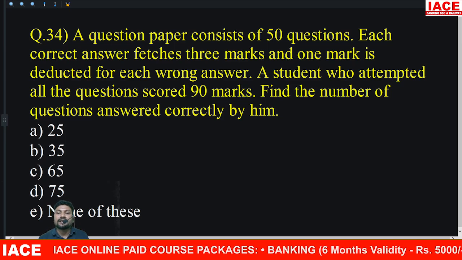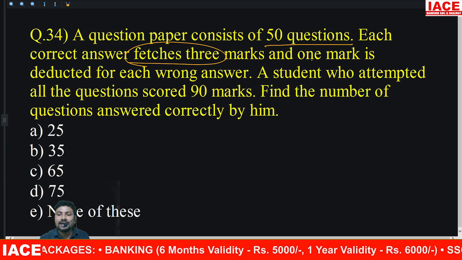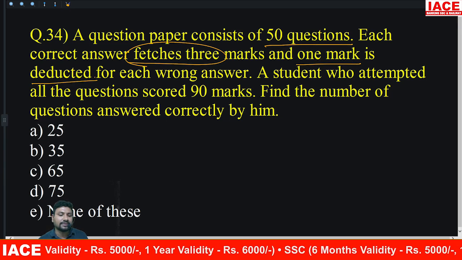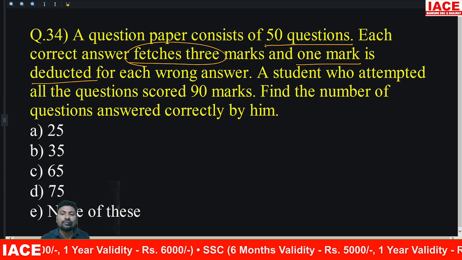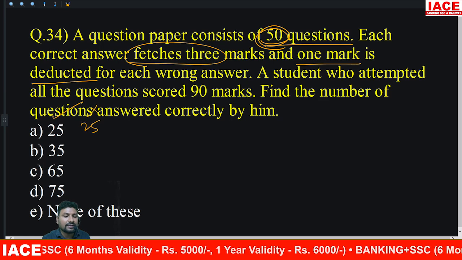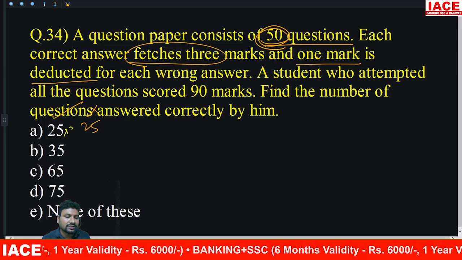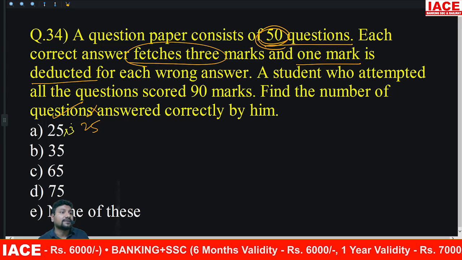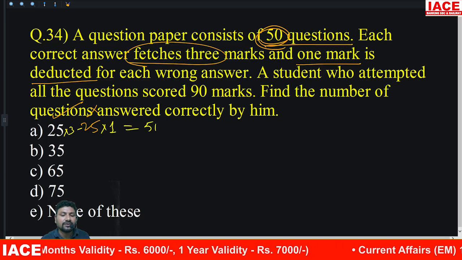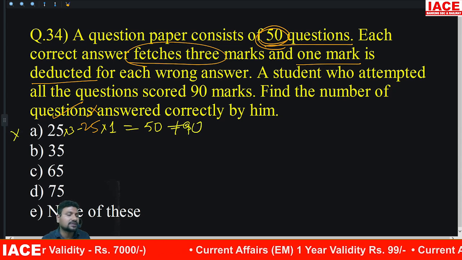A question paper consists of 50 questions. Each correct answer gets 3 marks and 1 mark for negative. 1 mark for negative, positive 3 marks. I will go with the options. Overall how many questions? 50 questions. 50 correct means 0 wrong. Am I right? 50 correct means 0 wrong. If all are correct, how many marks will we get? 150. But it should be equal to 90. Then this first option is wrong.